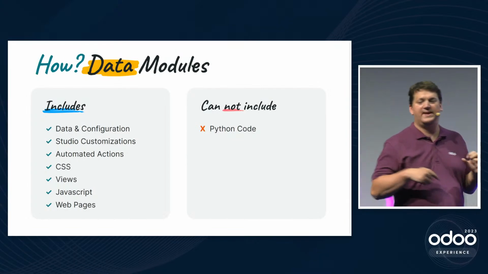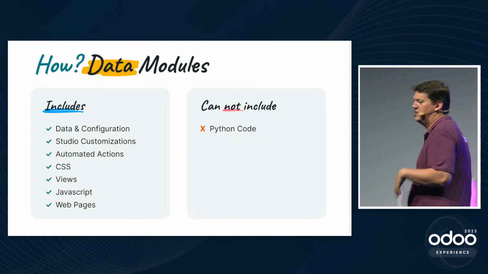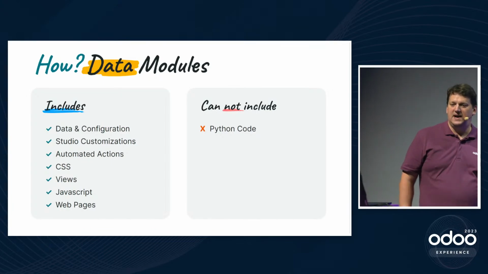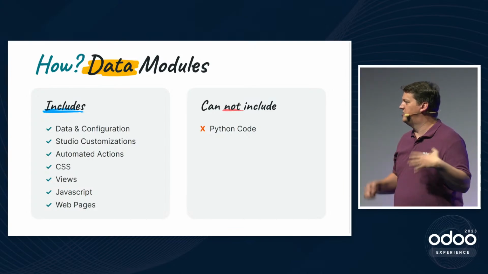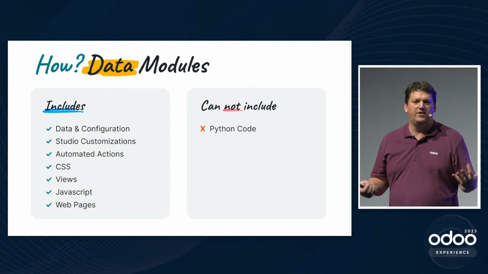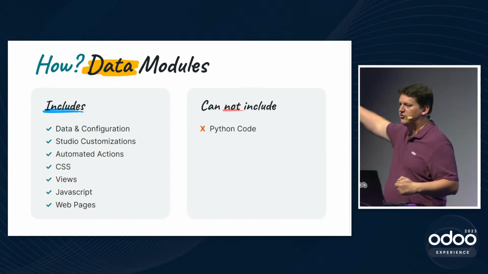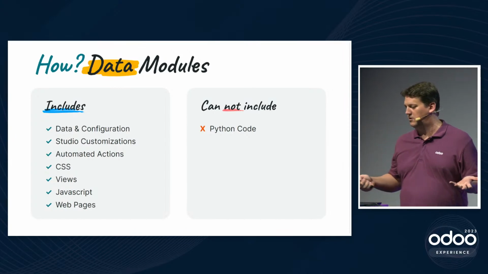So how does it work? Technically, these industries are what we call data modules. In a data module, you can have pretty much everything, but not Python code. And because of that, these modules are available everywhere, including Odoo Online, Odoo SH, on-premise, in a click without having to install everything. So the system connects directly to the App Store through API, downloads the industry, and installs it in one click, as I showed you before.